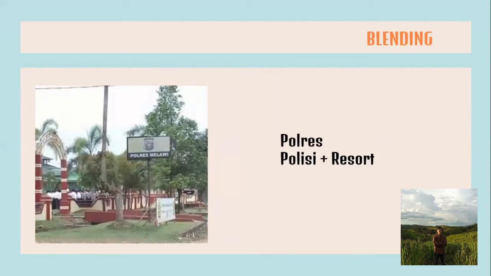And next is blending. Blending is the process that creates words from non-morphemic parts of two already existing items, usually the first part of one and the final part of the other. In the picture, there is an example of blending. There is the written Polres. Polres comes from two words, police and resort. It's similar to compounding, but the difference is you just take some of the words to make it become one word, like Polres.